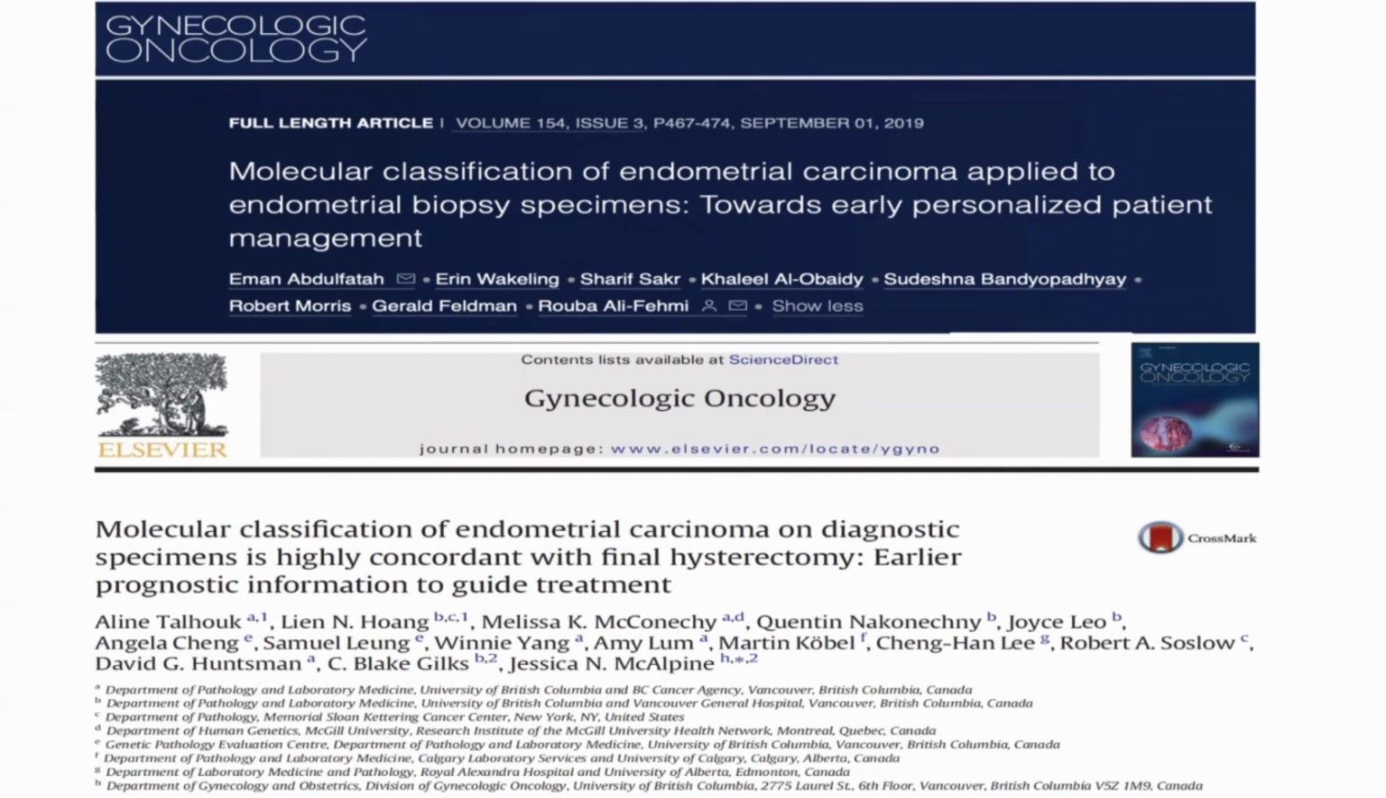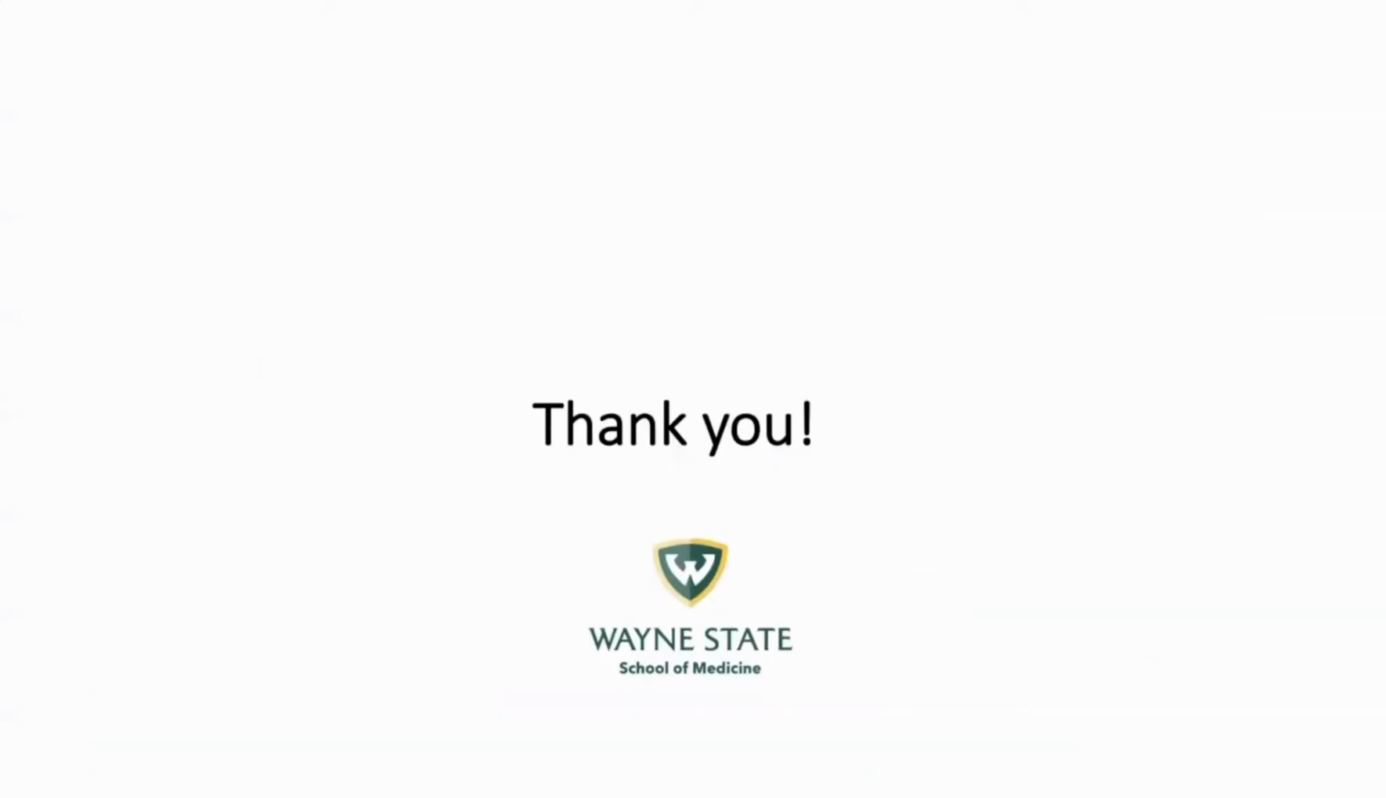And with that, hopefully the future will tell us, and we can implement this classification on the biopsy and the D&C before even reaching the hysterectomy, and the patient can be treated individually. With that, I will finish.